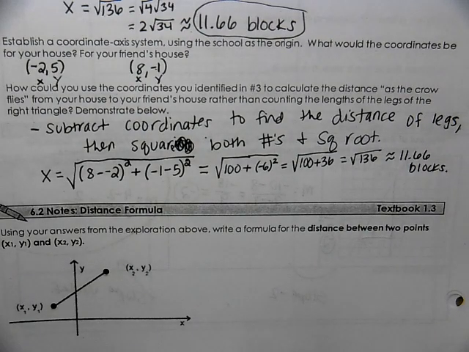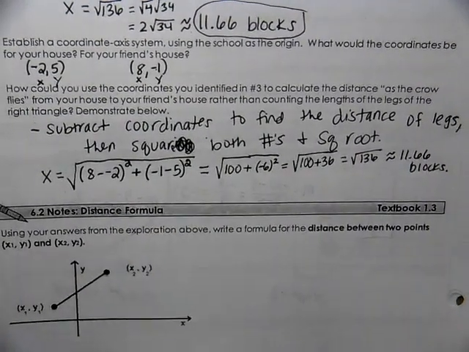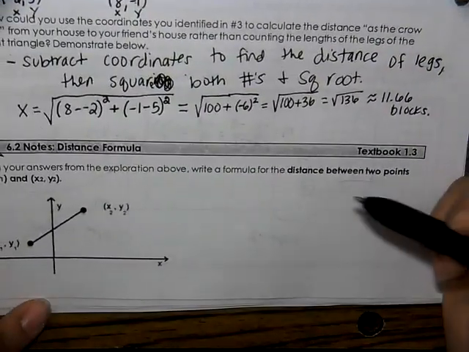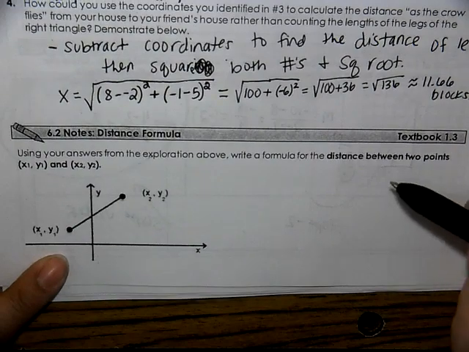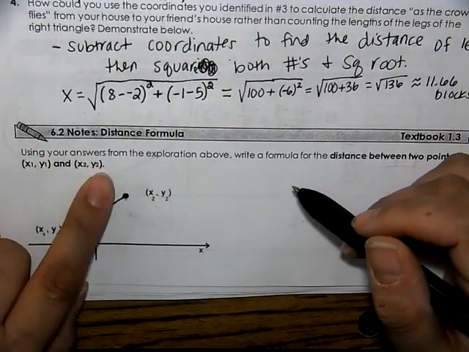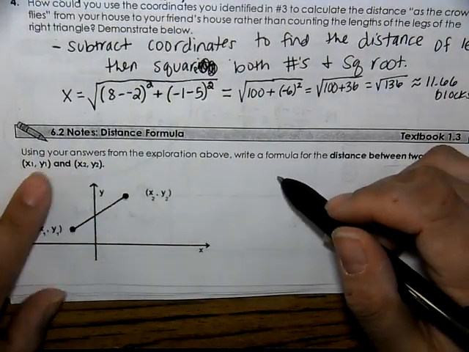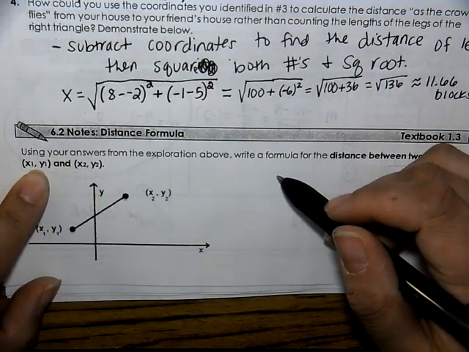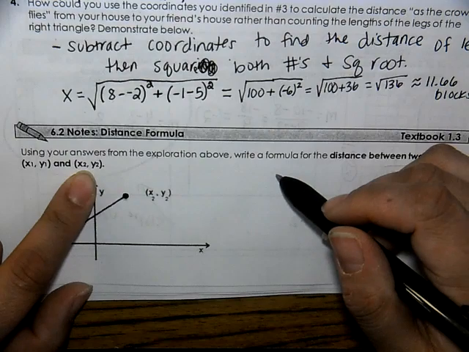Because you want to be able to use it for any two coordinates that you have and whenever you're trying to find the distance between them. So here's the first one. It says, using your answers from the exploration above, write a formula for the distance between any 2 points. Now notice how these points are written similar to how they were for slope when we worked on finding slope. One of the coordinates just has a 1 with it, and the other one has a 2.